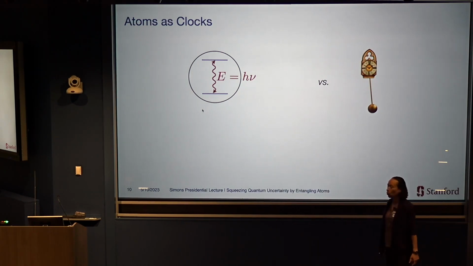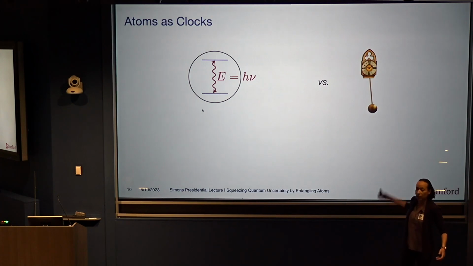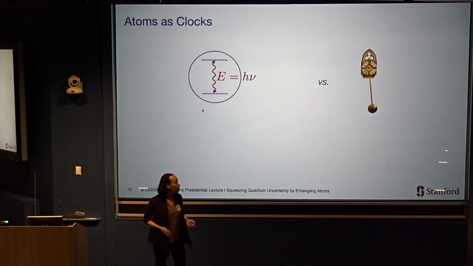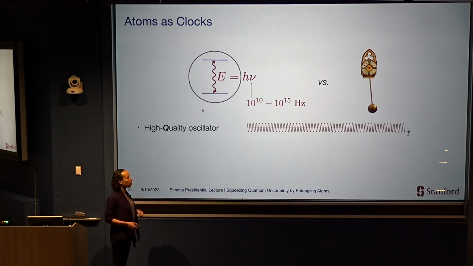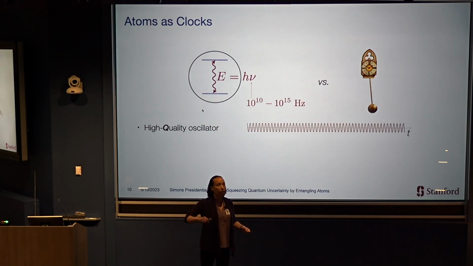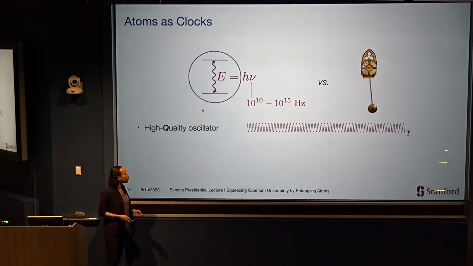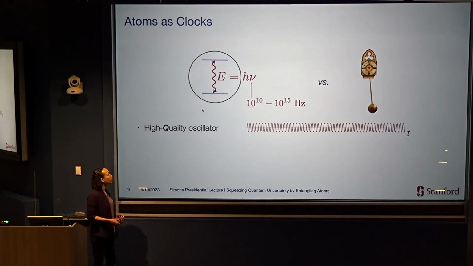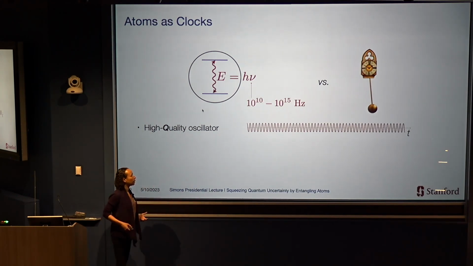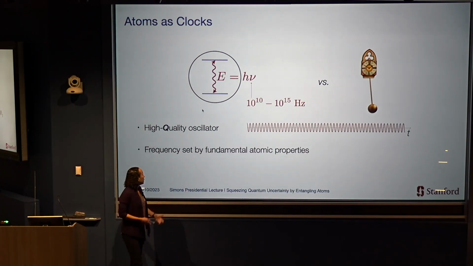So first of all, why do we use atoms as clocks as opposed to something like this pendulum here? Well, there are a couple of different reasons. One is an atom can be an oscillator with a very high what's called a quality factor. You get many, many oscillations before the oscillation damps out. And that's related to the fact that the frequency of the oscillation can be very fast, even trillions of times per second.